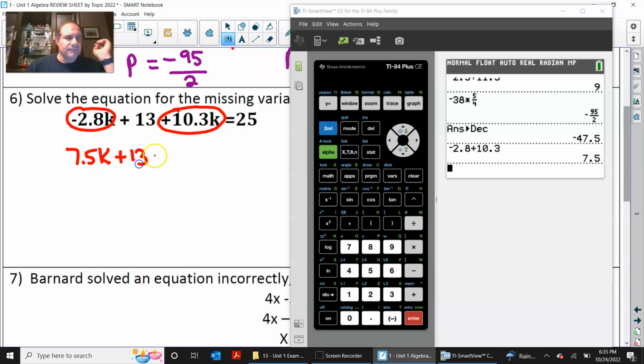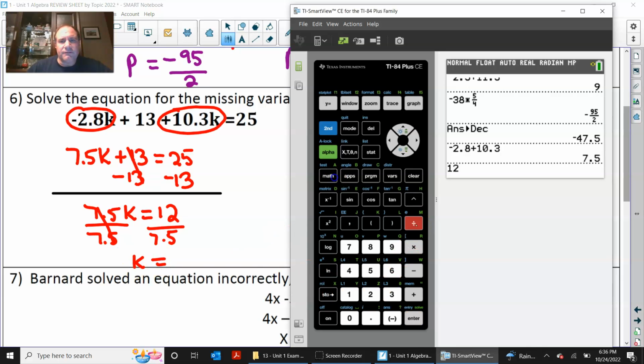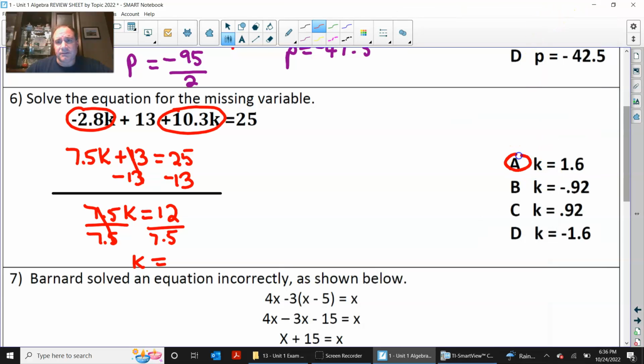plus 13 equals 25. You're going to subtract 13 on both sides. And you have 7.5K equals 25 minus 13, which is 12. You divide by 7.5. And you're going to get K equals 12 divided by 7.5. And obviously, this is not going to be a whole number. This is 1.6.